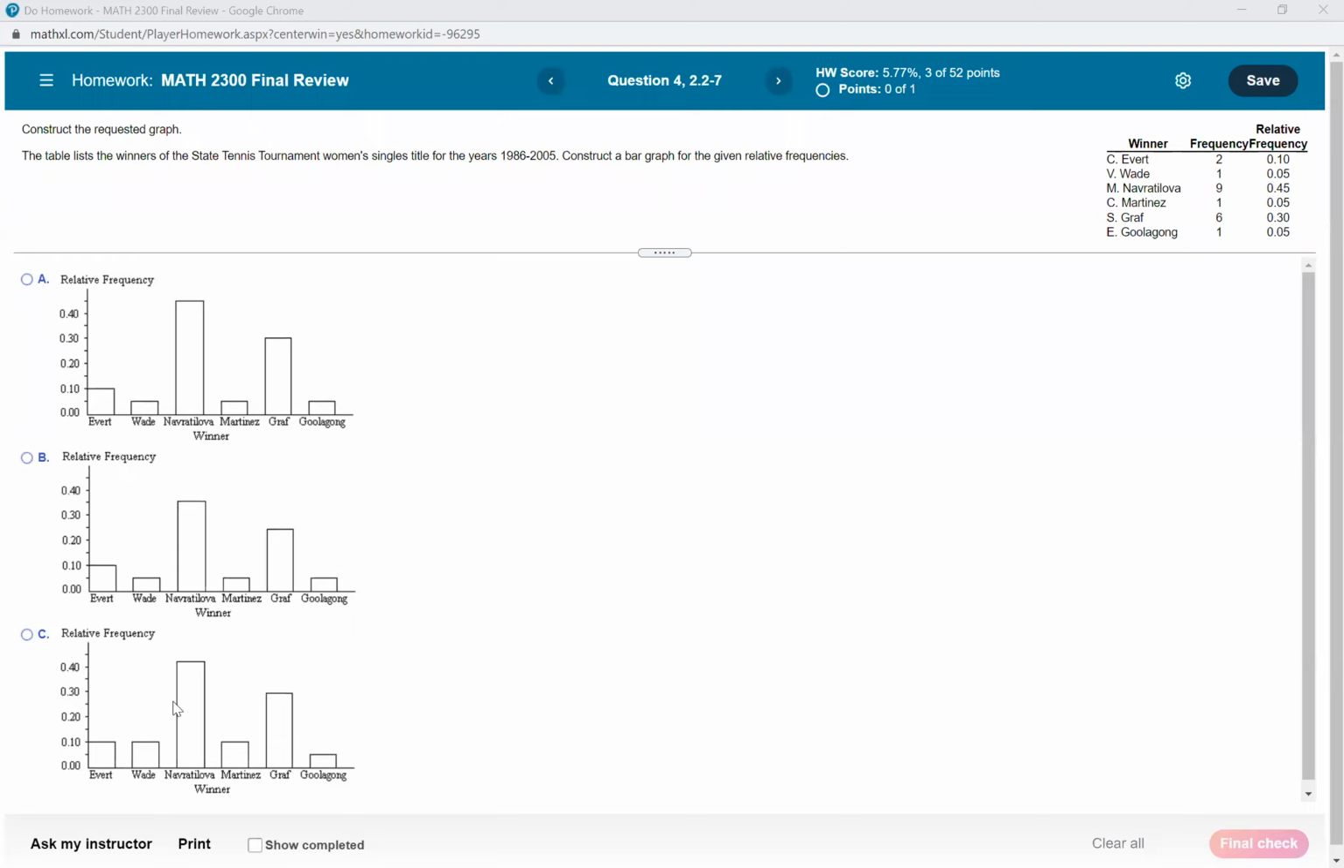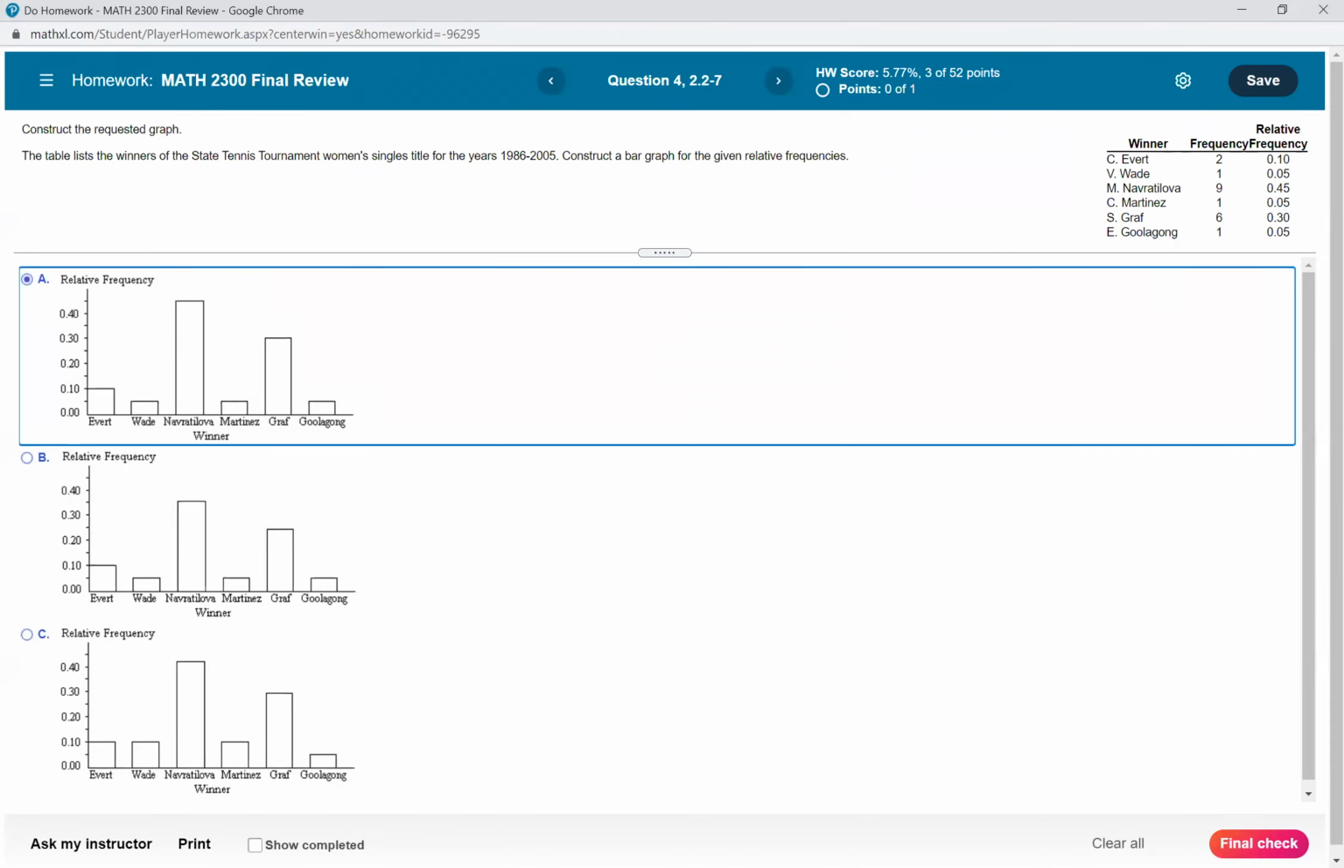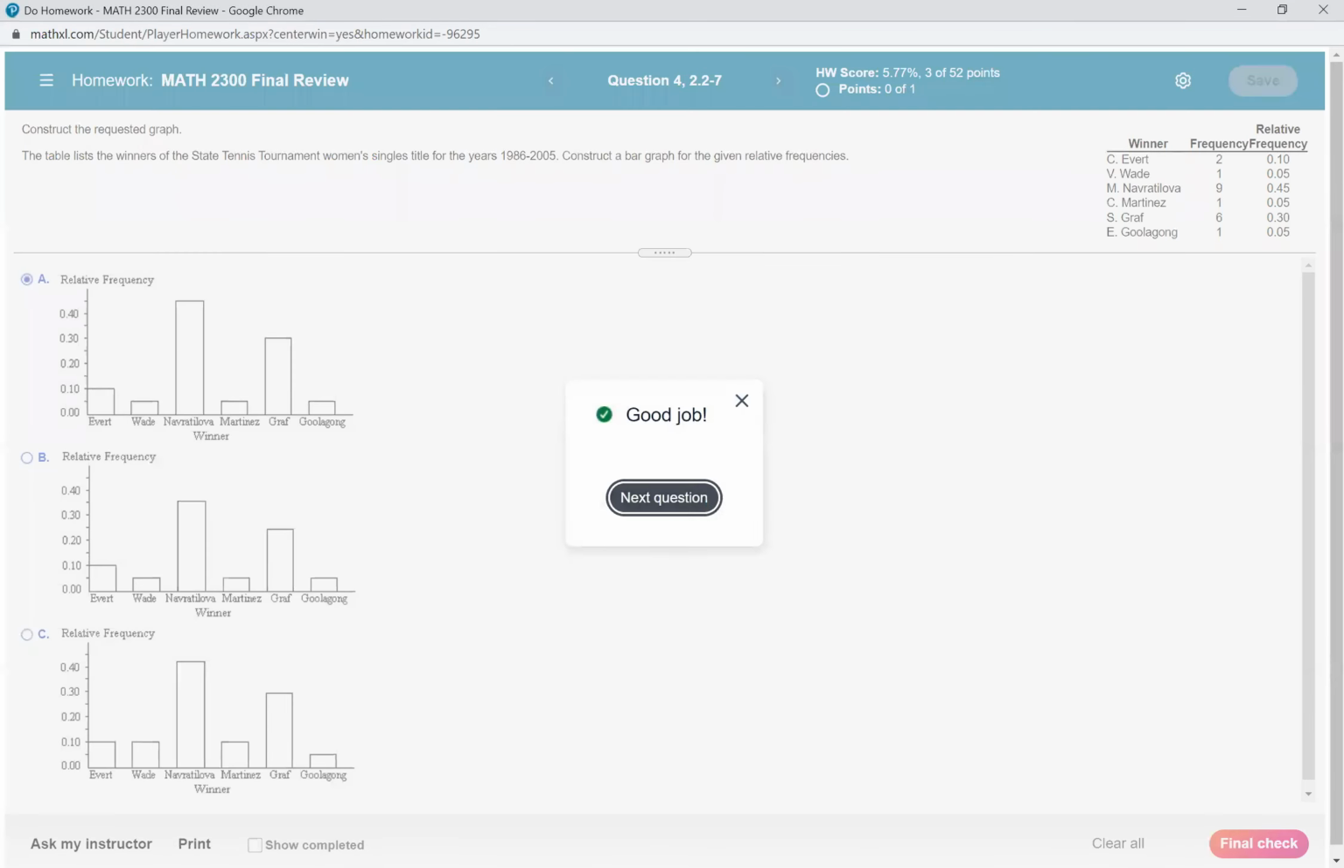Okay, so let's check the other three. How about the second one? It seems correct. This one is okay. This one is not correct, right? It should be 0.45. And for this one, the first one is okay, but the second one is not correct. It should be 0.05. So that means the answer should be the first one.